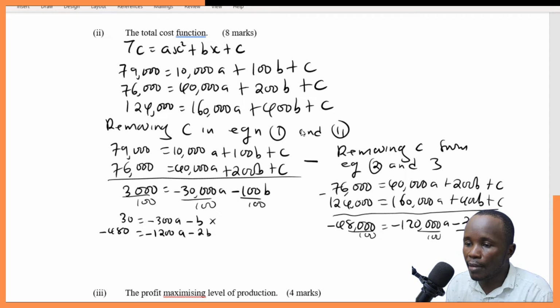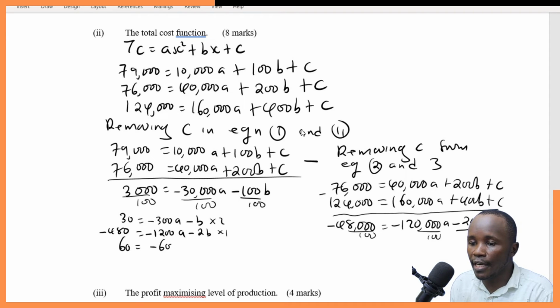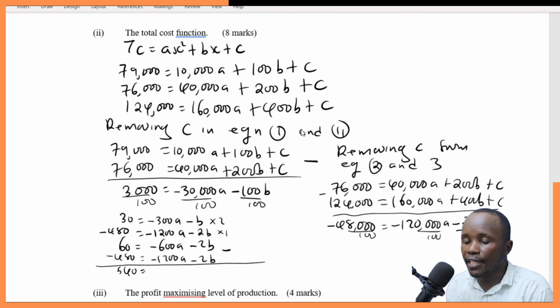How do you go about this one? Multiply the first by 2, the second by 1. This gives me 60 is equal to negative 600A minus 2B, and negative 480 is equal to negative 1200A minus 2B. Same sign, you subtract. 60 minus 480 gives negative 540, and negative 600 minus negative 1200 gives positive 600.